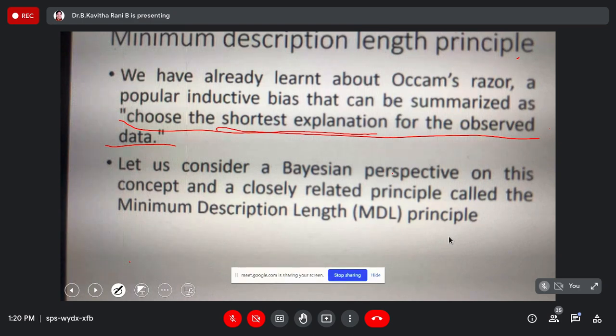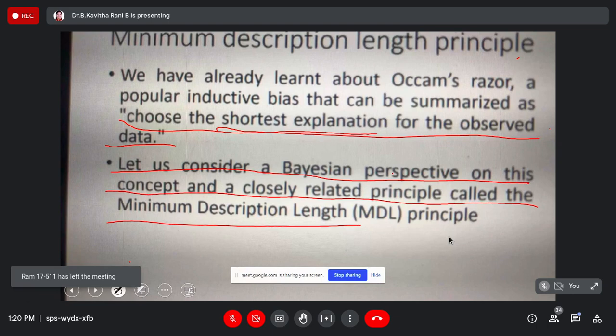Whenever we have a set of explanations, in that set what we do is choose the shortest one or the simplest one. Okay, so now just see here, let us consider a Bayesian perspective on this concept and a closely related principle that is called minimum description length. So MDL we are applying here to get the shortest hypothesis from all the hypotheses in the hypothesis space. So now let us attach the Bayesian concept to the minimum description length principle here.